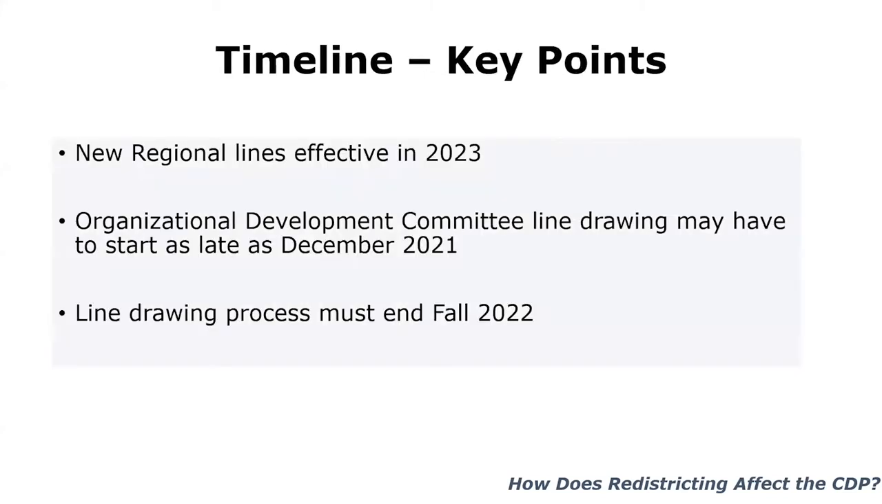And so the key points here on the timeline is the new regional lines are effective in 2023. The O&D committee line drawing may have to start as late as December of 2021, so in a year from now. And the line drawing process must end by fall of 2022, so almost about an entire year of that entire process.